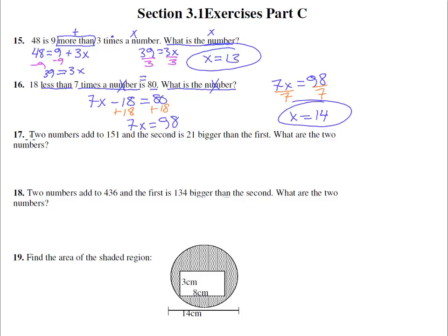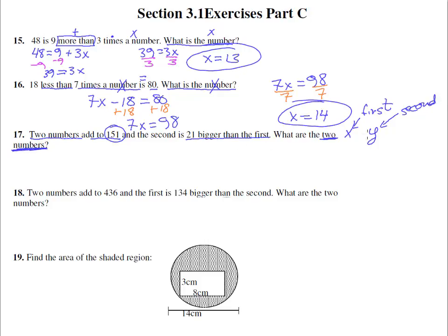Number 17. Two numbers add to 151. So 151 is an important number that we've got. The second is 21 bigger than the first. What are the two numbers? Now, if you notice this right here, we need two numbers. So we need two variables. Let's do an x and a y. This is our first number, and this one is our second.